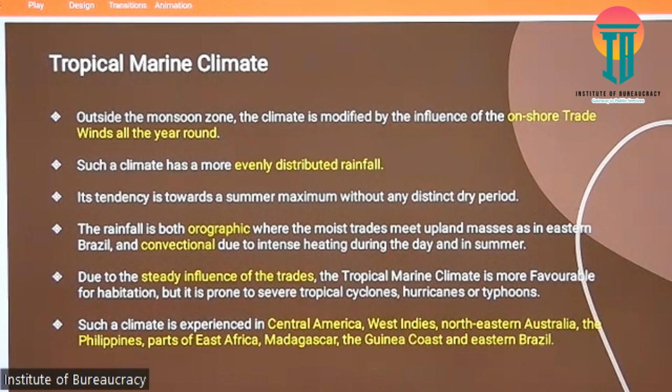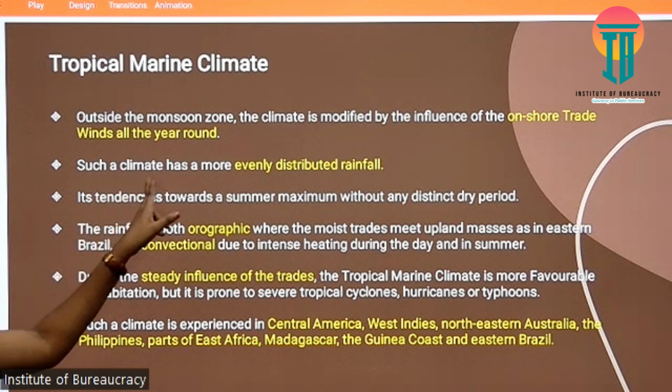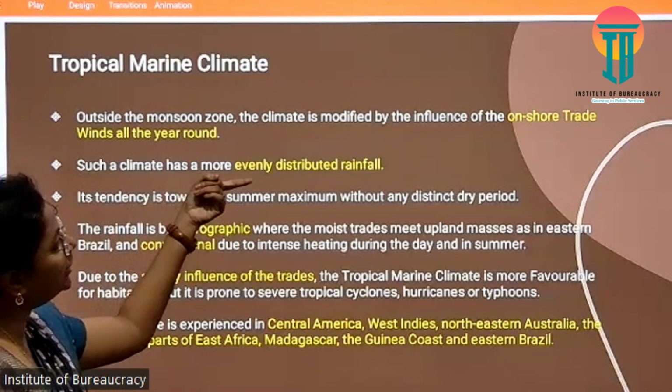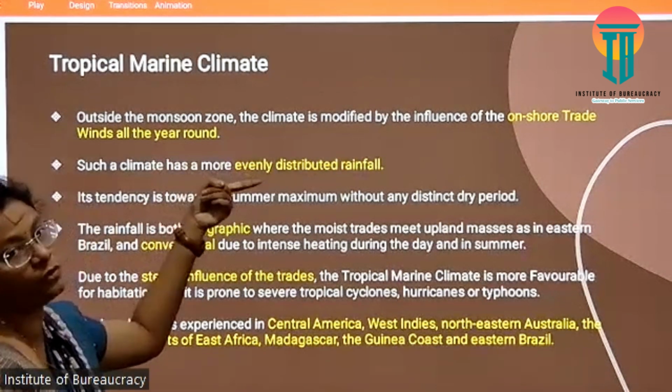Now, what is the tropical marine climate? Tropical marine, even though the same latitude, is an eastern margin coastal climate. The rainfall in this particular climate is much more evenly distributed than monsoon. Monsoon has a specific dry season and a specific wet season. Tropical marine climate, being in the coastal region, has land breeze, sea breeze, and modified climate. So we will get rainfall evenly distributed. Evenly distributed is different from rainfall throughout the year.